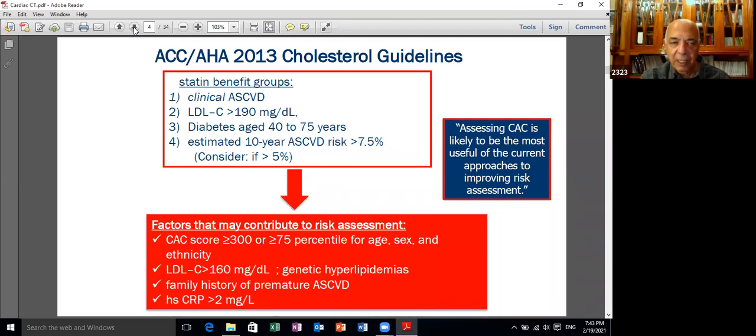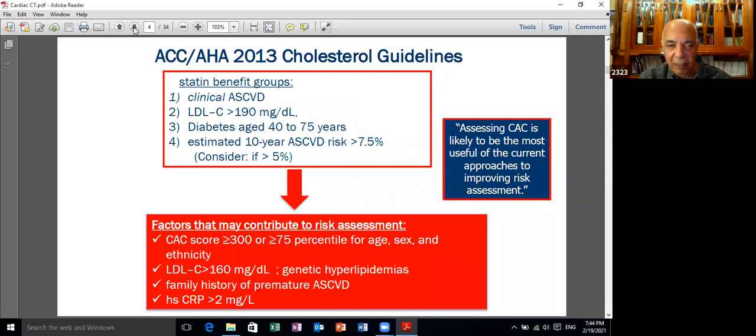These are secondary prevention. Now, primary prevention is the fourth item, which is an estimated 10-year atherosclerotic cardiovascular risk of more than 7.5%, and maybe occasionally more than 5%, by the pooled cohort equation. If you want to use the Framingham, that's okay. And we translated that based on other guidelines.